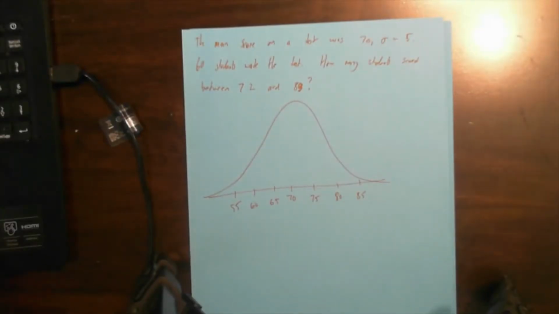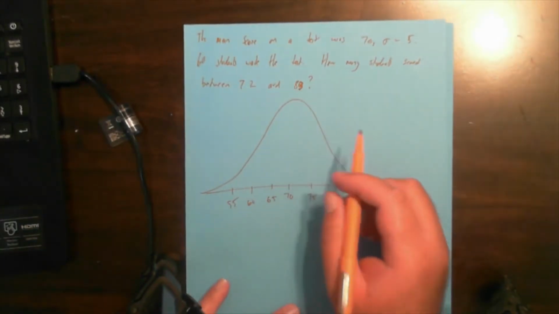Okay, so now we're going to look at solving problems using a z-score calculation. So here's an example. The mean score on the test was 70 with a standard deviation of 5. 60 students wrote the test. So how many students scored between 72 and 83?